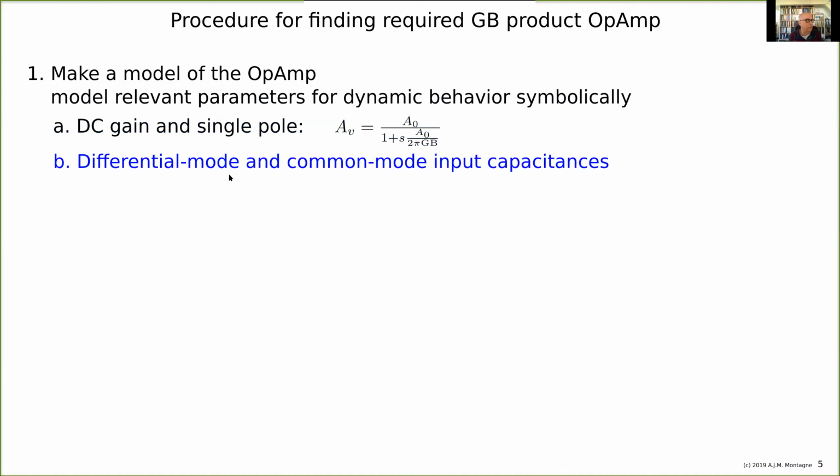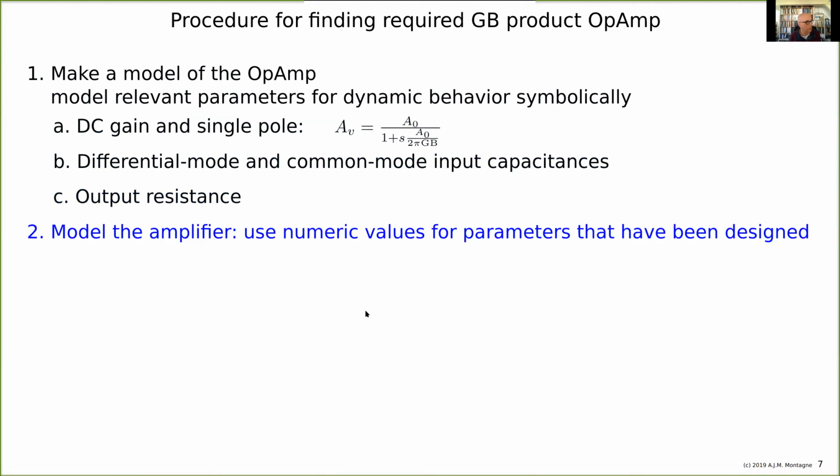So the differential mode and common mode input capacitances, I have shown you in the previous lecture how you can find them in a data sheet and how you should model them, and the output resistance. Then, if there are any numeric values that you already know initially, for example, for the accuracy, I want to have a DC gain of the opamp more than so and so, you can put in this number if you want.